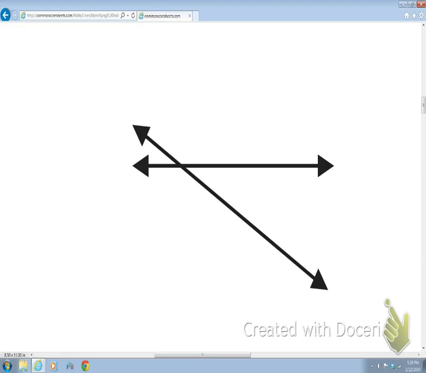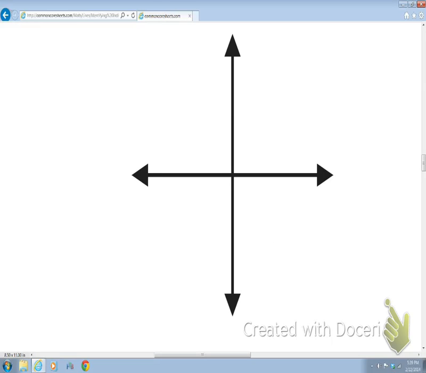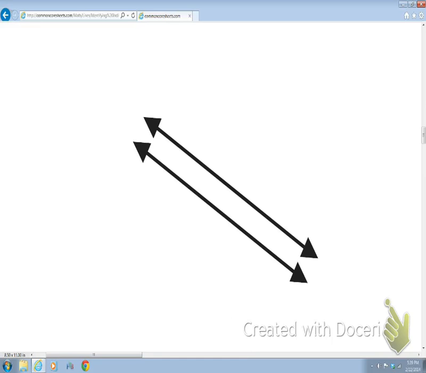And what about these lines? Parallel, intersecting, or perpendicular? And what do you think these guys are? And last problem, do you think these lines are parallel, intersecting, or perpendicular?